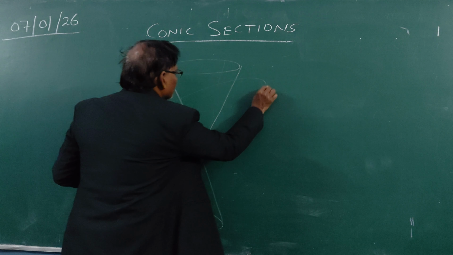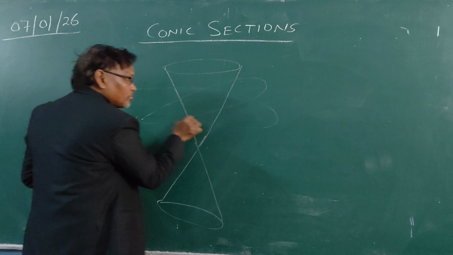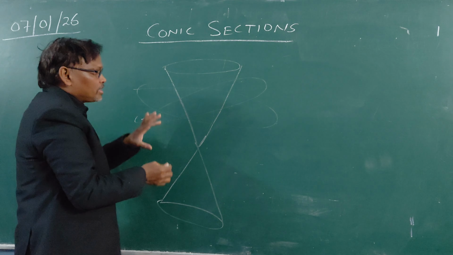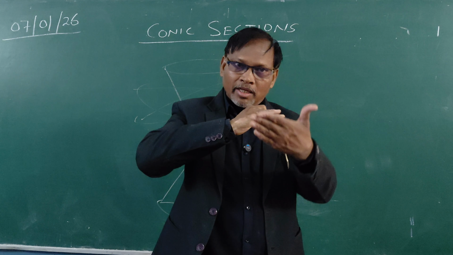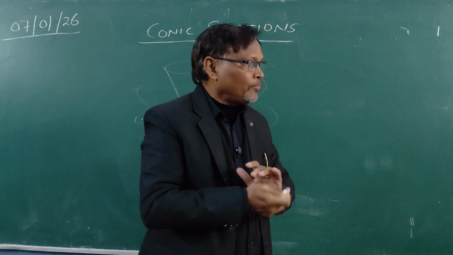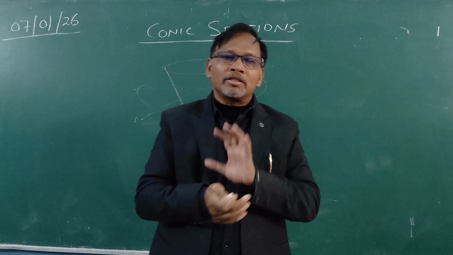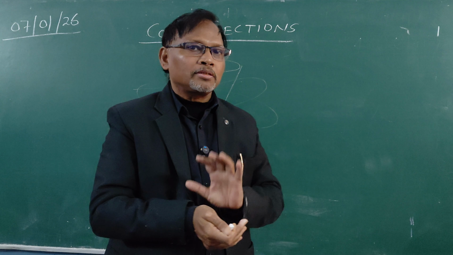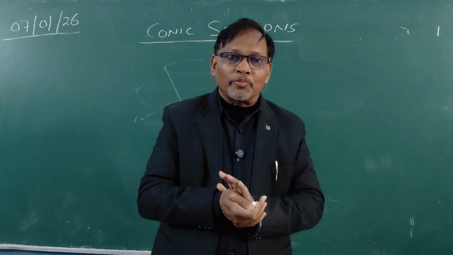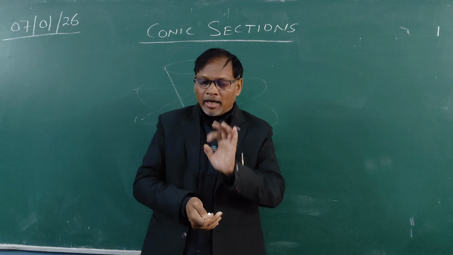It can be cut this way also, and this way also; it can be cut in three ways, including parallel, meaning the angle is 0. So you will get three sections, and these three sections are known as the parabola, ellipse and hyperbola.